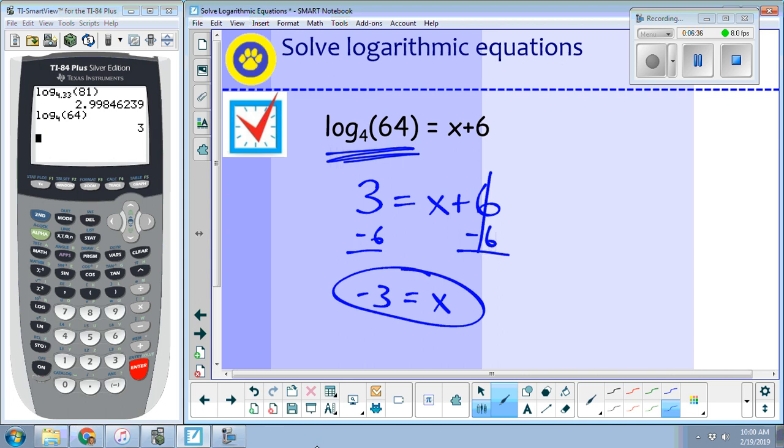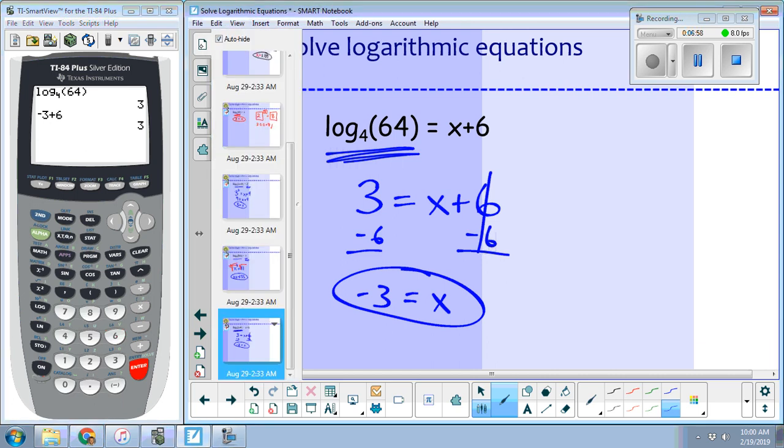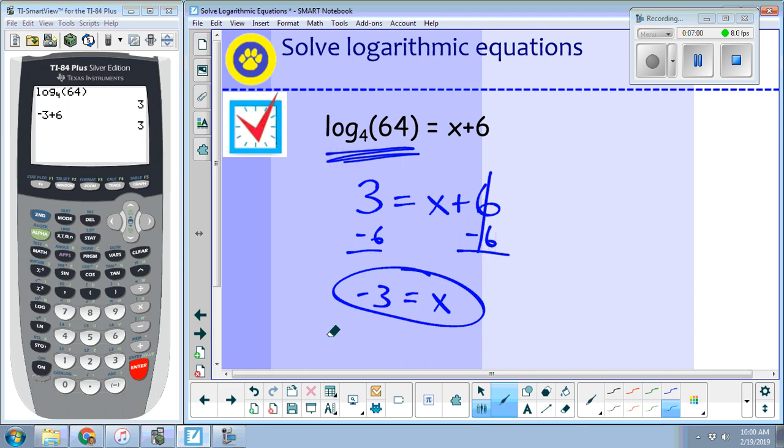Let's go ahead and plug it in and double check and make sure that we're good. If I type in math menu, log base 4 of 64 on the left side, and on the right side, if I plug in negative 3 plus 6, the left side is equal to the right side. So we know that we're good. And that's your review on solving logarithmic equations.